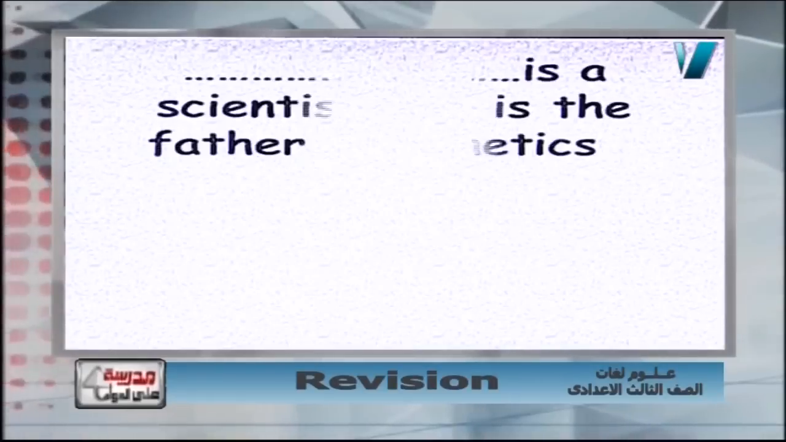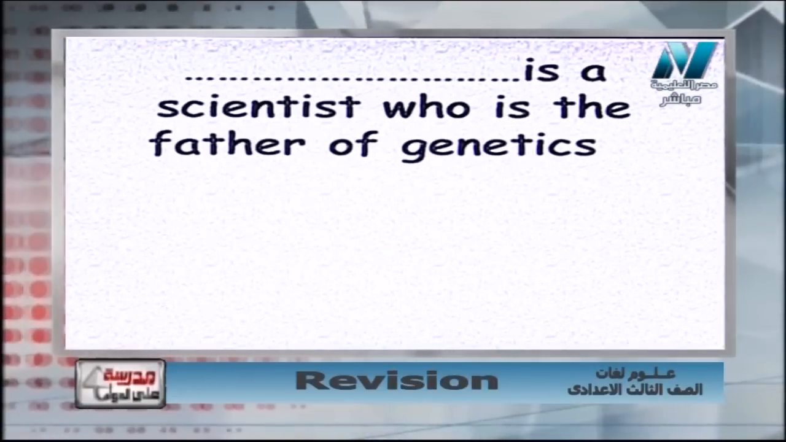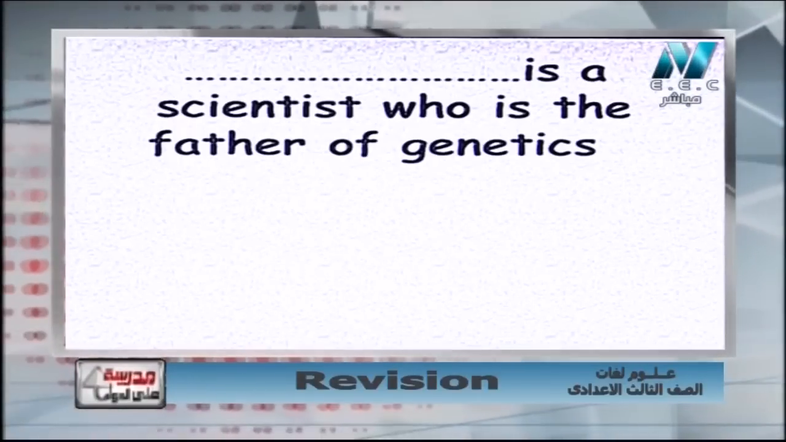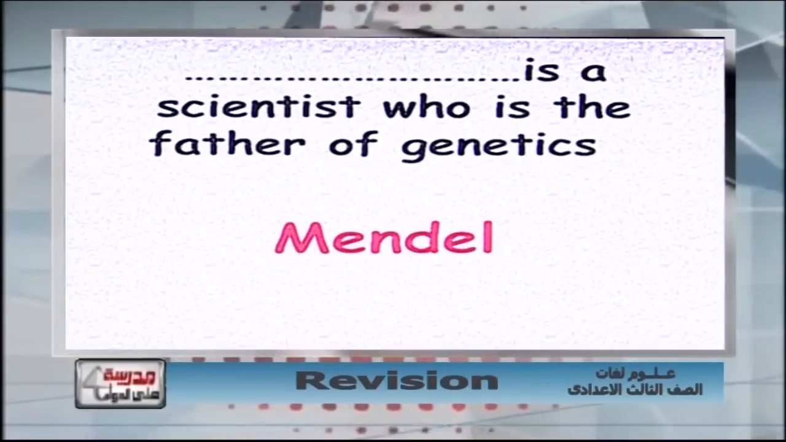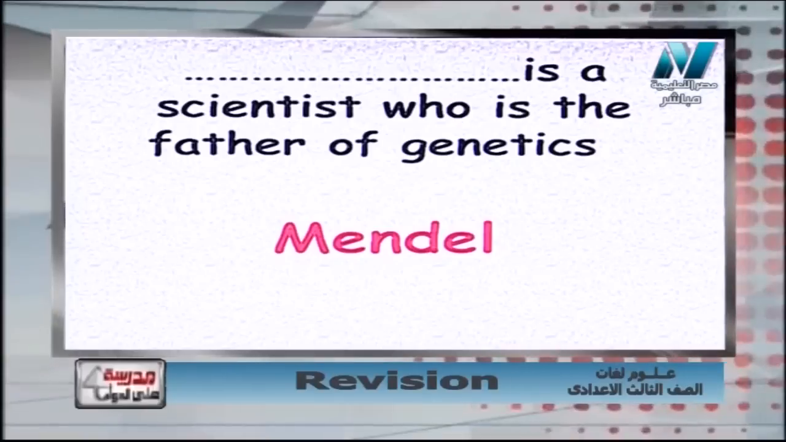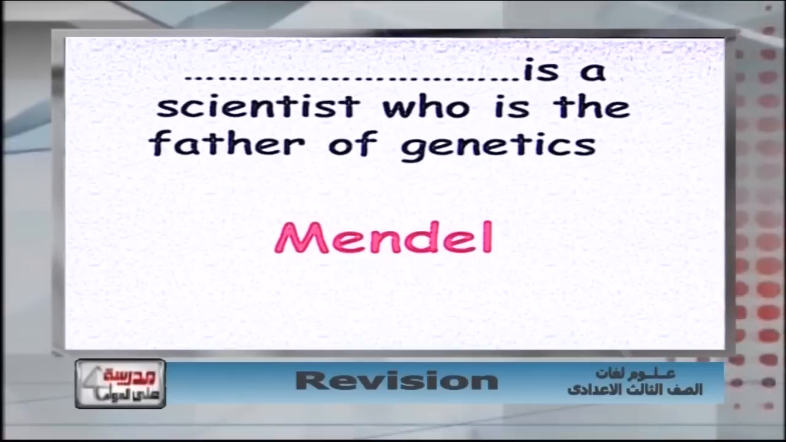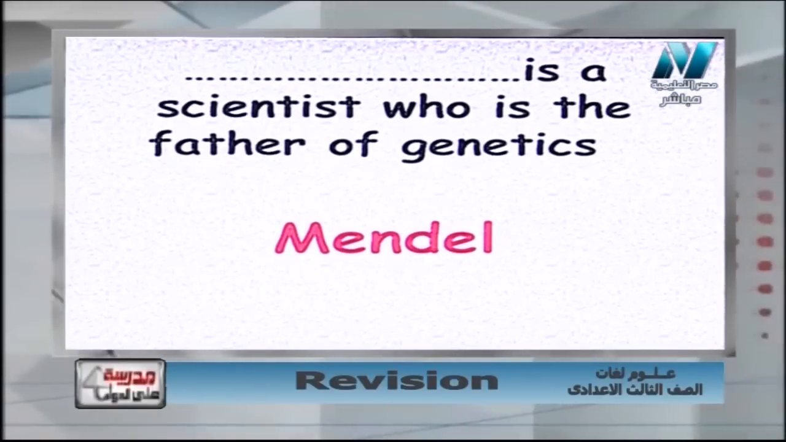Okay? Another question says: point is a scientist who is the father of genetics. Here it asks me for the name of the scientist who founded the science of genetics. Sure, it will be Gregor Mendel, the scientist who is the father of genetics. This scientist showed us the difference between acquired traits and inherited traits. We must be careful with these two definitions. So what is the difference between acquired traits and inherited traits? Let me explain them in detail, please. Let's write the difference between these two definitions together.